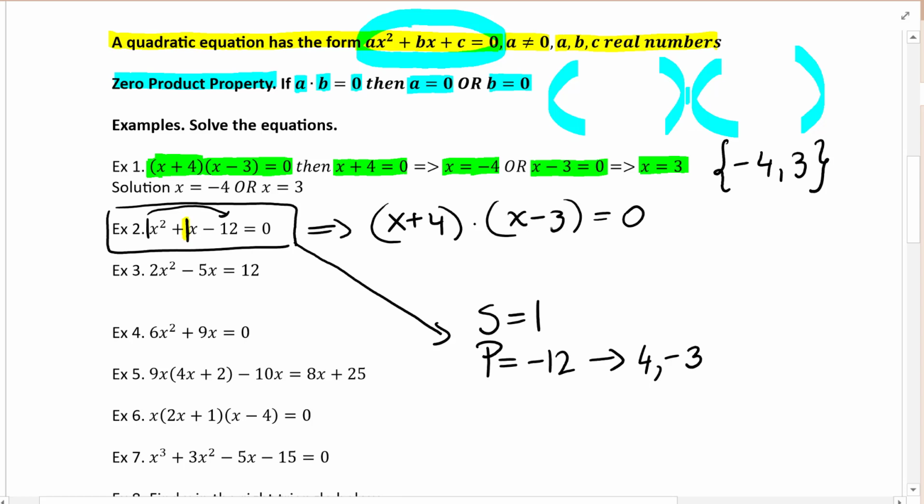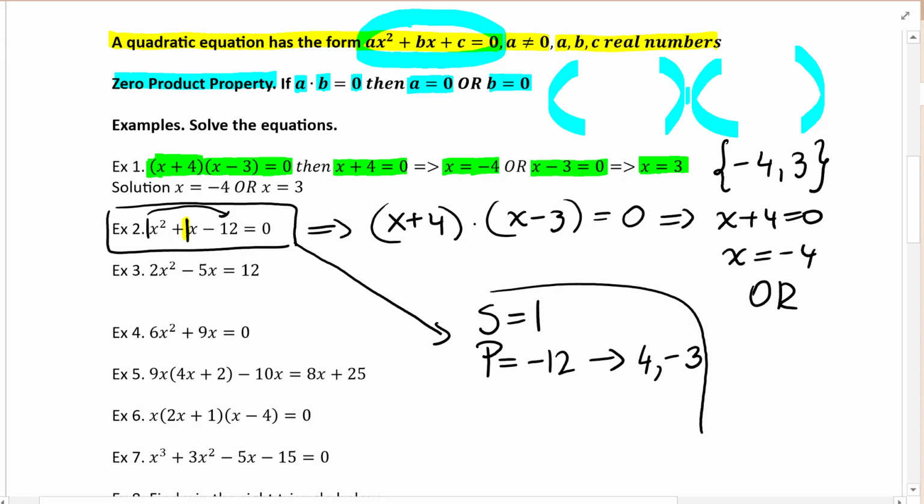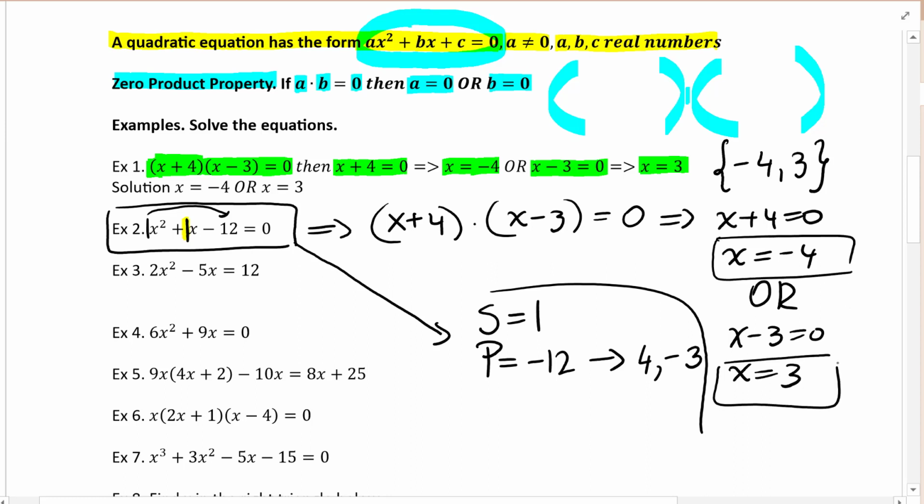So if you notice, we got the two factors equal 0. We apply the zero product property and we get x plus 4 equals 0, which means x equals negative 4, or x minus 3 equals 0, which means x equals 3. So the two solutions are exactly the ones that we got before. But example 2 is a little bit different from example 1 because our equation was not in factored form. So our first step is to set our equation equal to 0 and then find the factors.